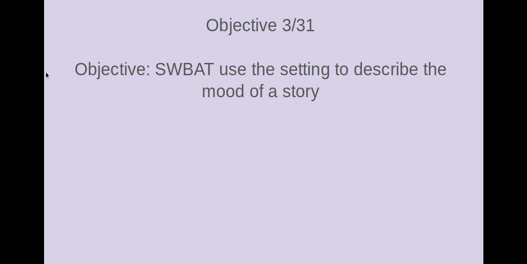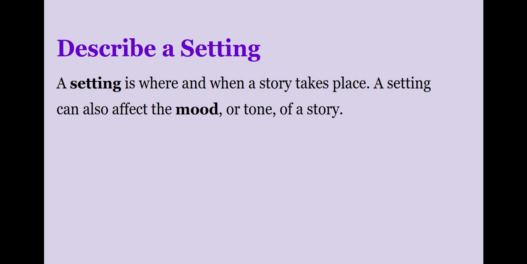Our objective is students will be able to use the setting to describe the mood of a story. A setting is where and when a story takes place. A setting can also affect the mood or tone of a story. And right before we had this online instruction, we actually talked about mood and how authors write stories to make their audience members feel a certain way.